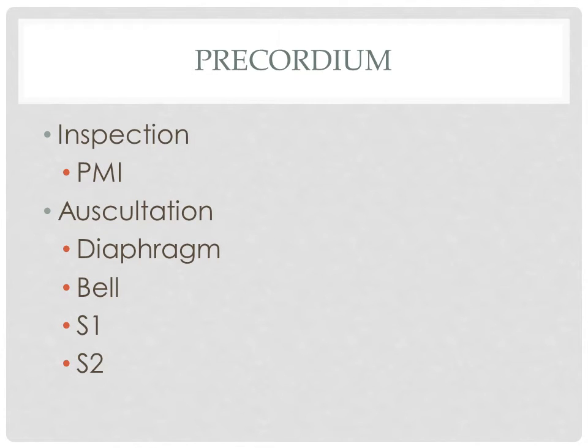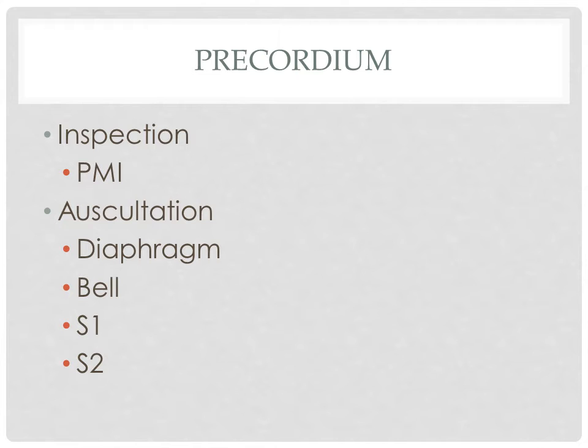So your precordium, you're going to go ahead and inspect. You want to check out the point of maximal impulse. This is the pulse in the mitral area that's at the apex of the heart. It's also called the apical impulse. It is in the left fifth intercostal space in the midclavicular line. Figure 33-7 on page 639 goes through myocardial inspection and auscultation.